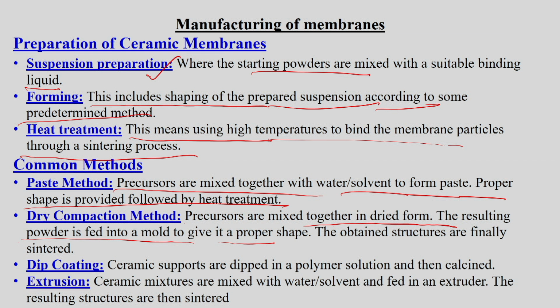Another one is the dip coating method, where ceramic supports are dipped in polymeric solution and then calcined, meaning it is then burnt. And another important method is extrusion. The ceramic mixtures are mixed with water or solvent and then fed into an extruder. The resulting structures are then burnt.